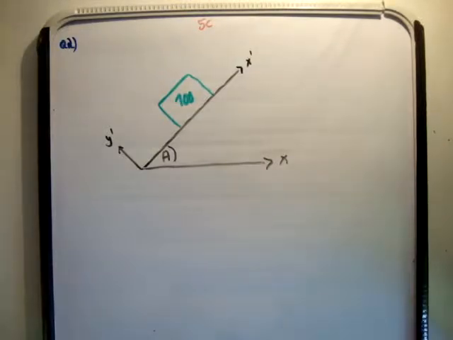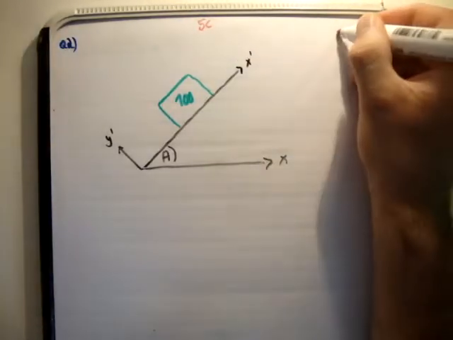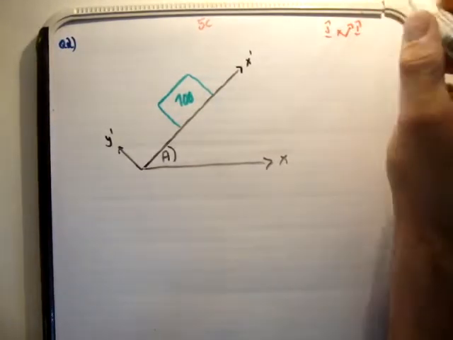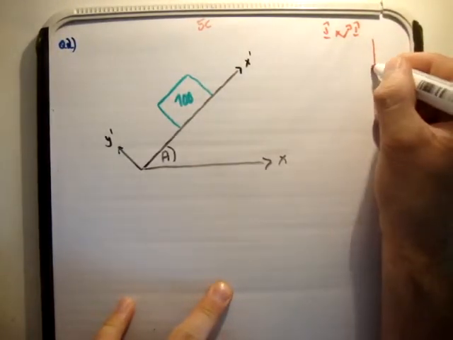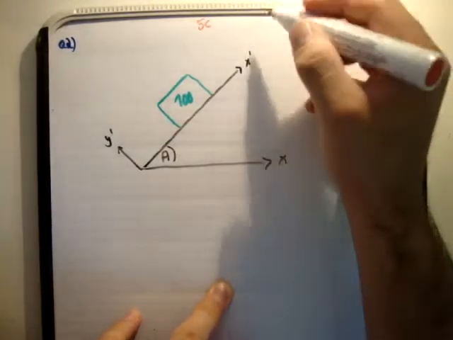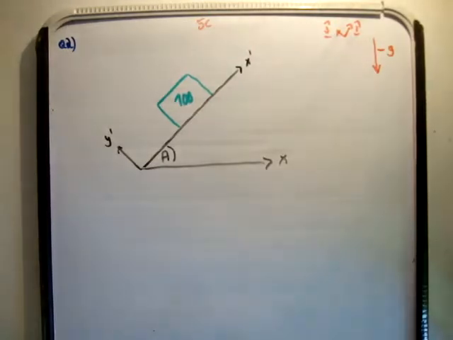Now, what other forces are there? Well, I'm just going to define my unit vectors here. This is going to be i hat, and this here is going to be j hat. We know that the gravity vector is going to be negative g like this, so it's going in the negative y direction, not the y prime.